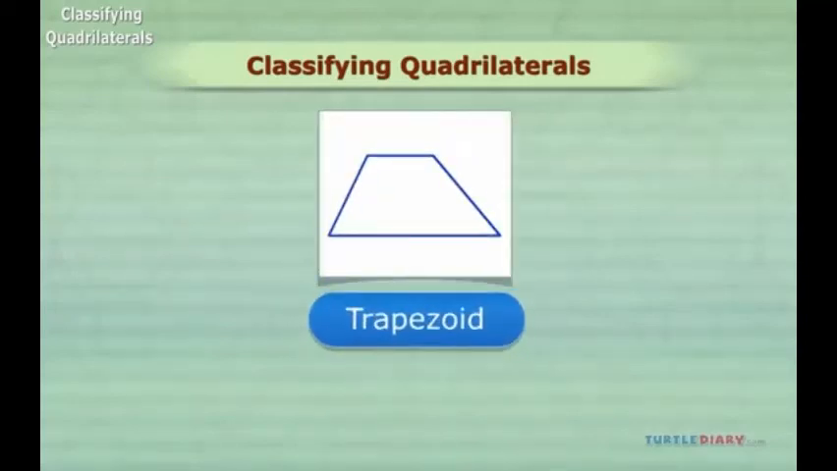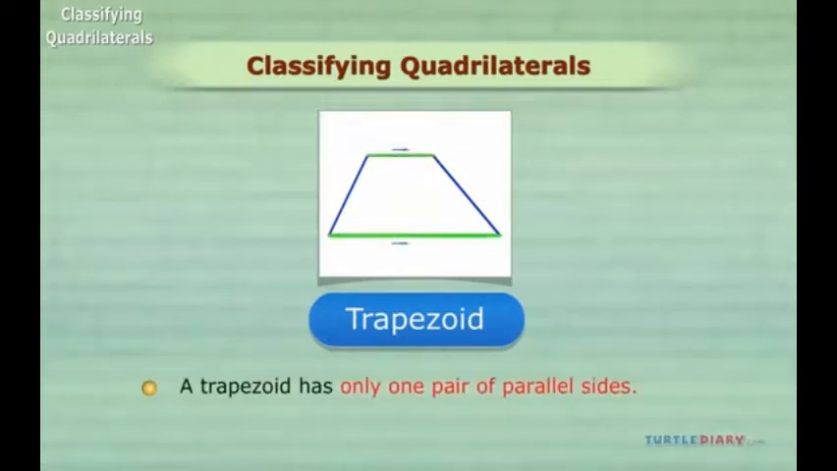5. Trapezoid. A trapezoid has only 1 pair of parallel sides. Remember that a parallelogram has 2 pairs of parallel sides. In contrast, a trapezoid only has 1 pair. And there's no guarantee that any of the sides are equal.